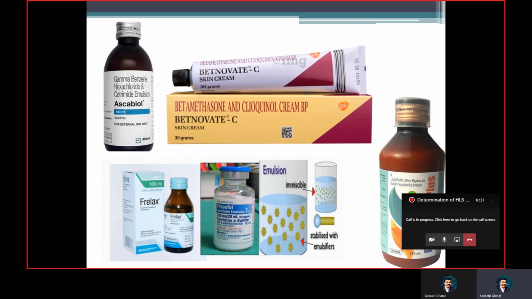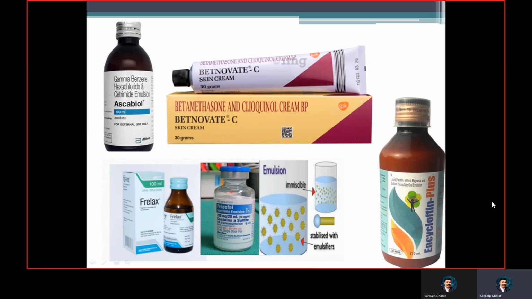Now you can see these are the various pharma grade formulations. These are also emulsions which contain surfactant. So here comes the role of HLB value. As we are using surfactant in all these preparations, we need to assess the HLB, that is hydrophilic lipophilic balance, of the surfactant, which will help us choose a correct surfactant while formulating any product.